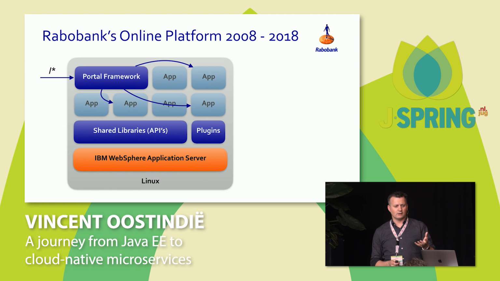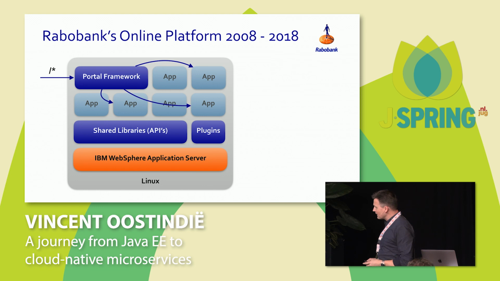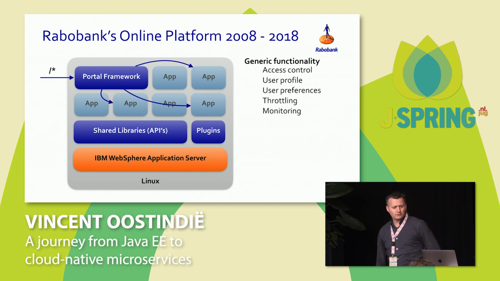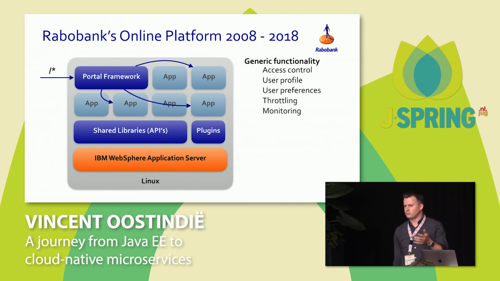That's why we built it in the first place: we have many teams building features, building apps, and every one of them can deploy in their own time, separate from all the other teams. Well, we have a lot of generic functionality built into our portal framework since 2008, so we've been extending it. For example, access control, so who's allowed to access which pages or which features. We can do that in a central place, in our portal framework.